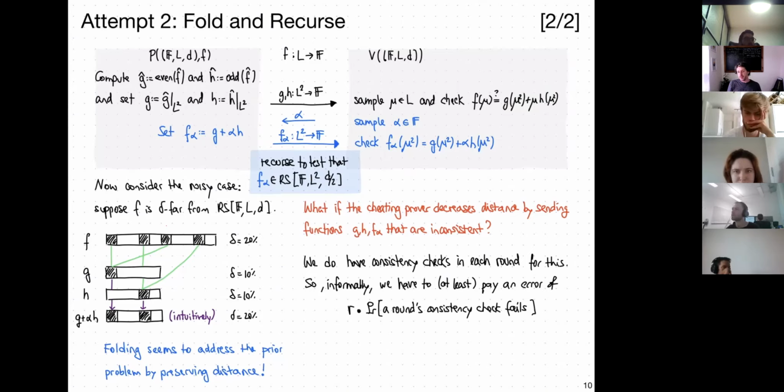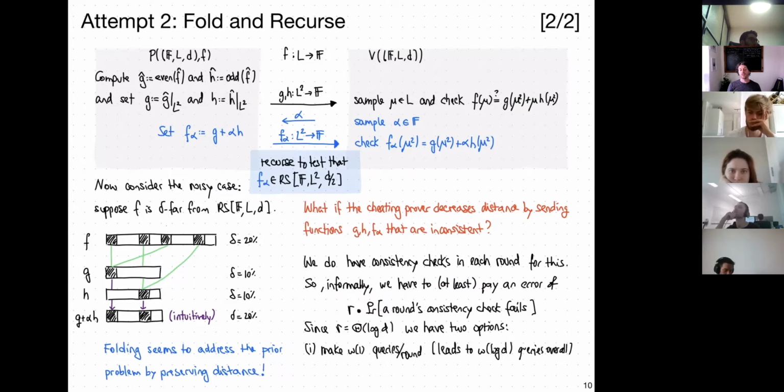So we'll have that probability of mistake, and we will have it per round. So we'll have some small chance of error, and this will repeat every round. And because the number of rounds is logarithmic, it's not just a constant, this means that the soundness will degrade. So we have two options.